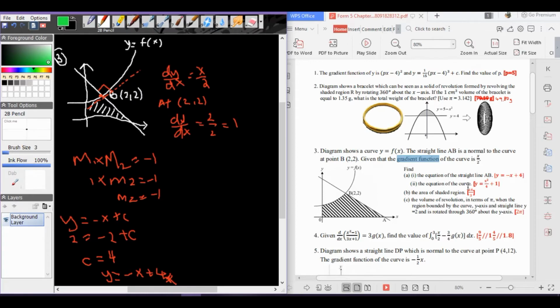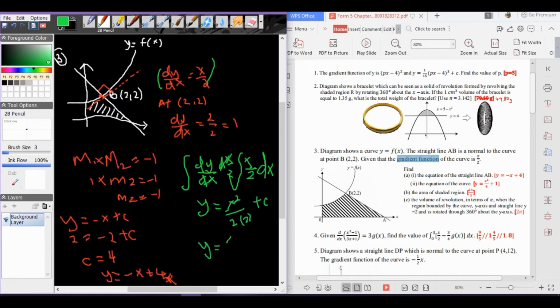A2, find the equation of the curve. So we are given the gradient function of this curve, dy dx equals to x over 2. So to find the equation of this curve, we need to integrate both sides. Integrate both sides. So dx cancel, integrate dy equals to y. Then integrate this one, you will have x squared over 2, then multiply with the new power here, 2. Then don't forget to plus c. So y equals to x power 2 over 4 plus c.